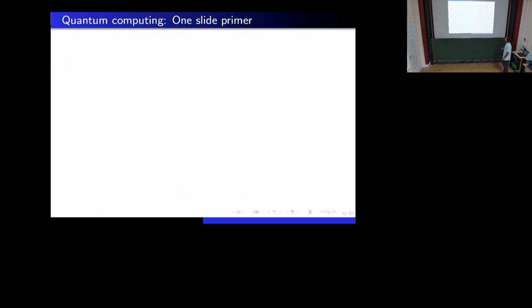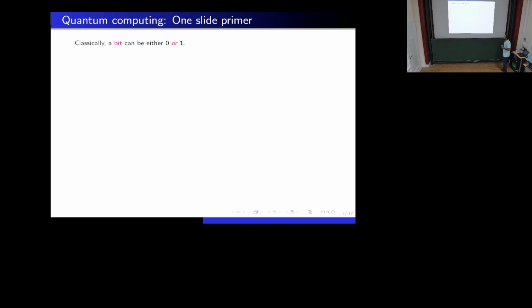Right. So yeah, let me just give you a one-slide primer on what quantum computing is. I'm not going to say too much. I'm just going to tell you what might be just sufficient for this talk. Yeah, please feel free to stop me at any point. So classically, a bit is 0, 1. So you just have an n-bit string, so each bit is either 0 or 1.